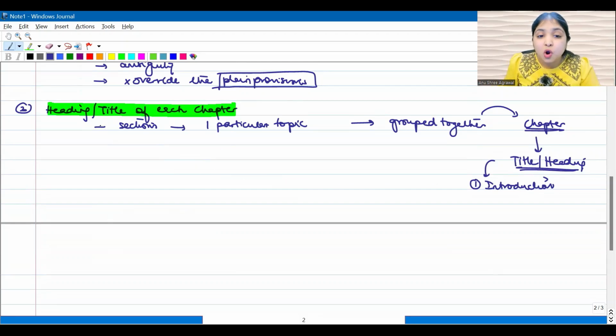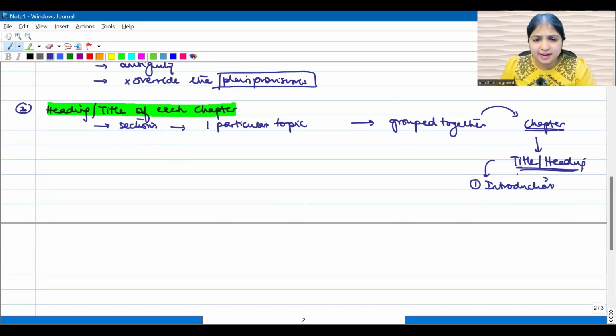So point number 1, all sections which are dealing with one particular topic are grouped together in the form of chapters. Understanding, everybody? All sections which belong to one particular topic are grouped together under one chapter, and the chapter is given a title, a heading. Now that title, that heading helps us in understanding what all these sections are about. So this heading will give us an introduction of all the sections which are under that particular chapter.